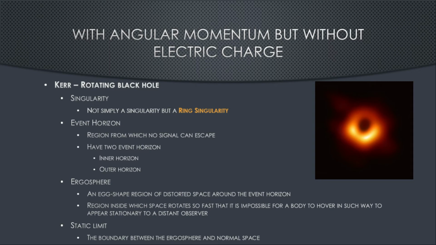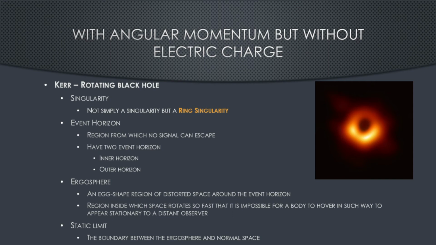Also there is an ergosphere. It is an egg-shaped region of distorted space around the event horizon, inside which space rotates so fast that it is impossible for a body to hover in such a way as to appear stationary to a distant observer. And why is it called the ergosphere? Because ergos is like energy in Greek, and all the spin energy of a black hole resides outside the horizon, and it can be extracted, at least in principle.